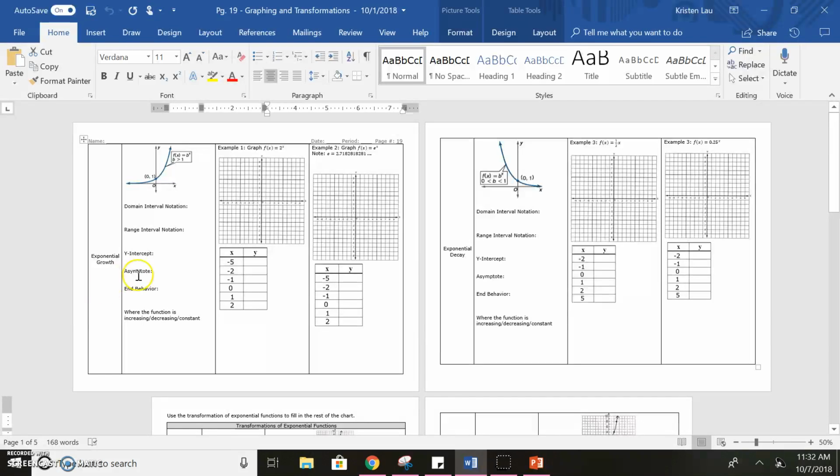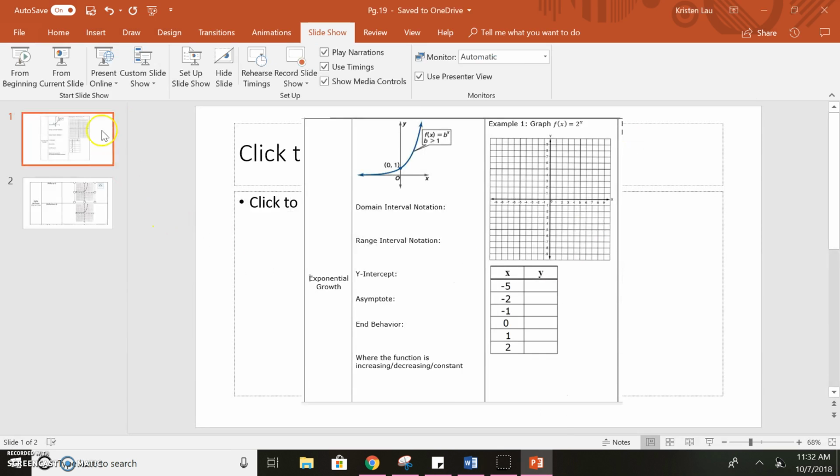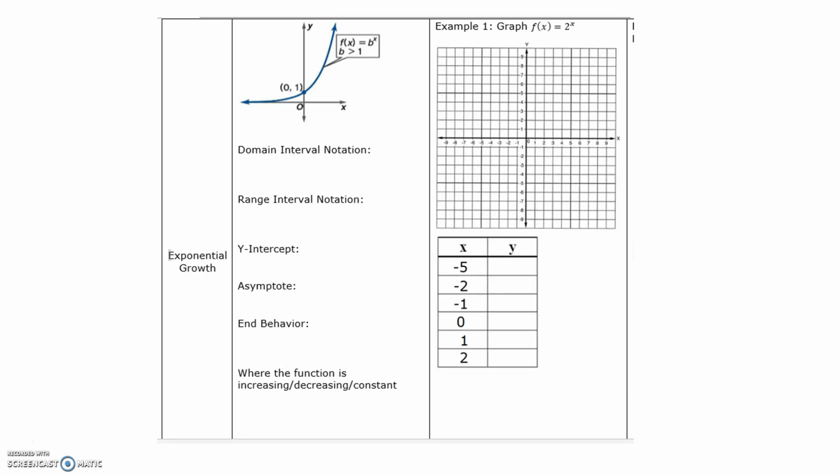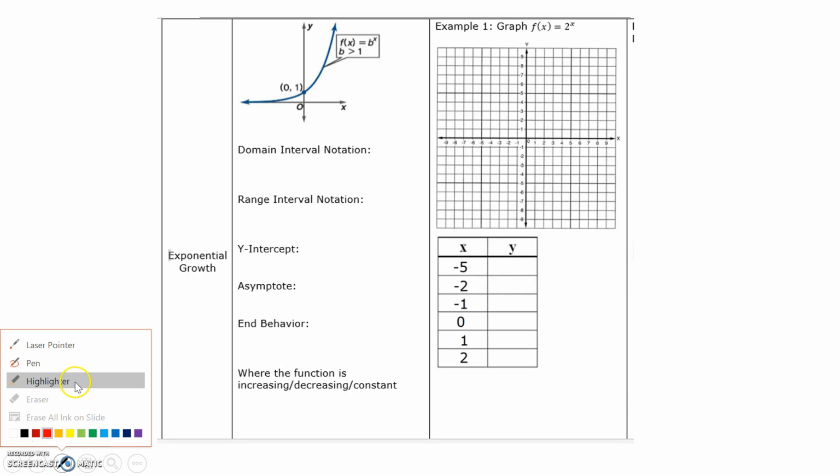On these two pages, I want you to find the domain in interval notation of this graph, then find the range, y-intercept, asymptote, and behavior, and then tell me over what interval the function is increasing, decreasing, or staying constant. Okay. Then in example 1, I want you to plug these x values into the equation and then graph them. There's two examples, and then you're going to do the same thing for exponential decay. I will start you off with exponential growth.